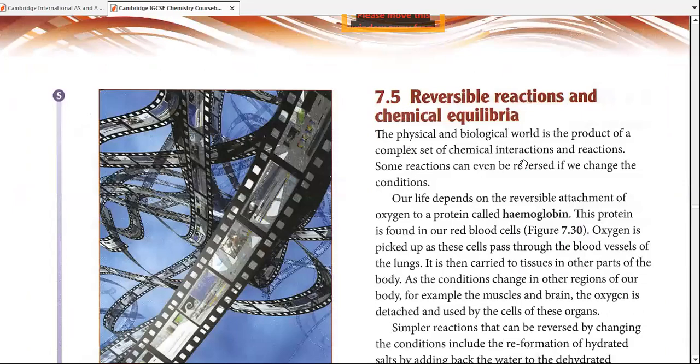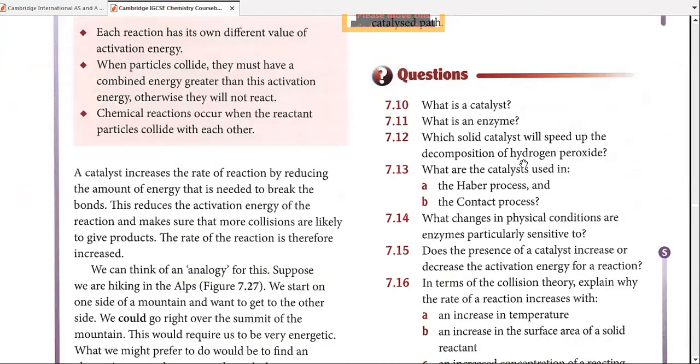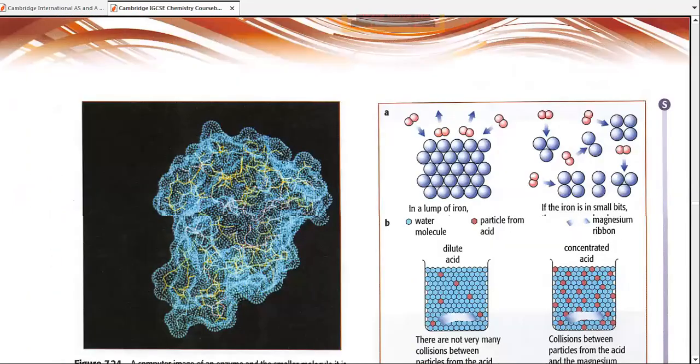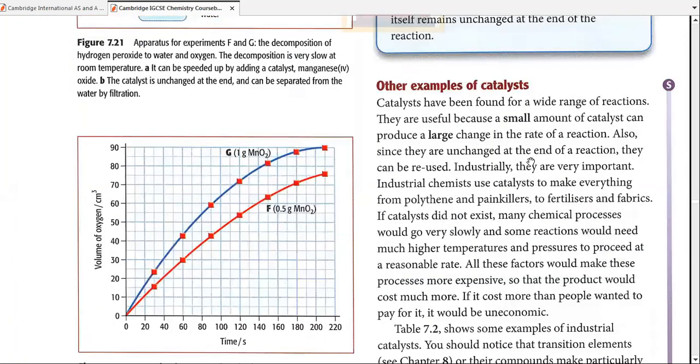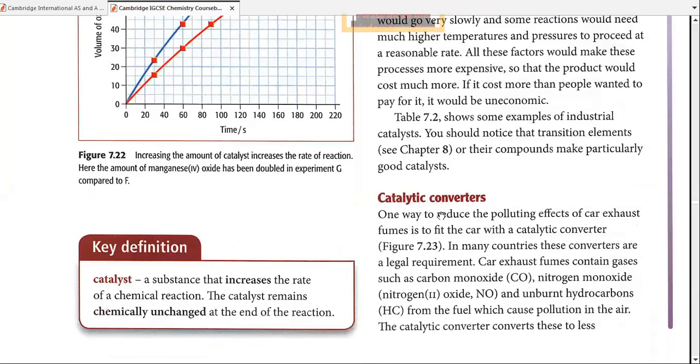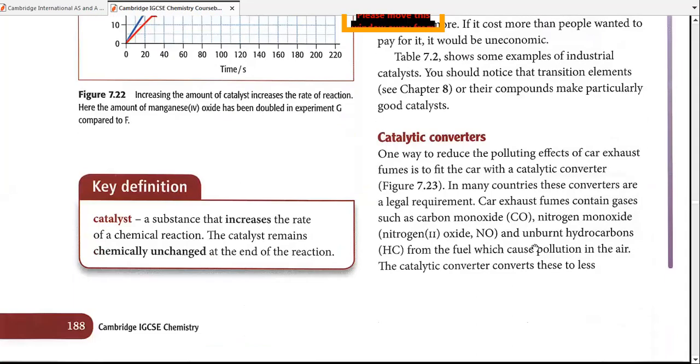Now here in chapter number 7 there was a topic that was related to catalysts, and when we studied catalysts, in the example of a catalyst we studied catalytic converters. Catalytic converters were actually used to reduce the polluting effect of car exhaust. Car exhaust included carbon monoxide, a toxic poisonous gas, nitrogen monoxide, and unburnt hydrocarbons, which caused a lot of pollution in the air.